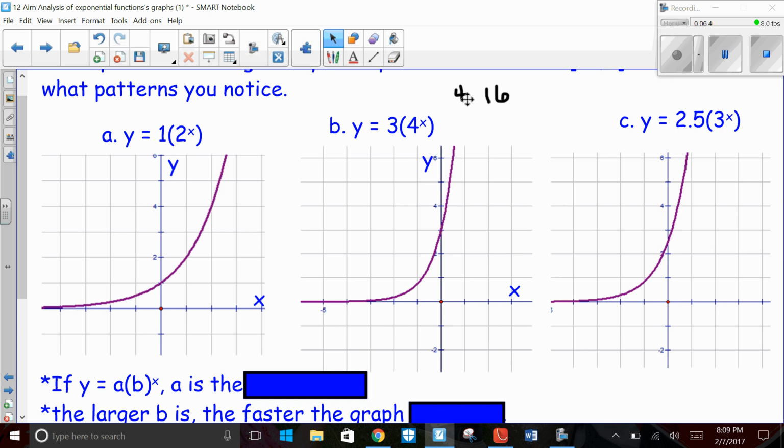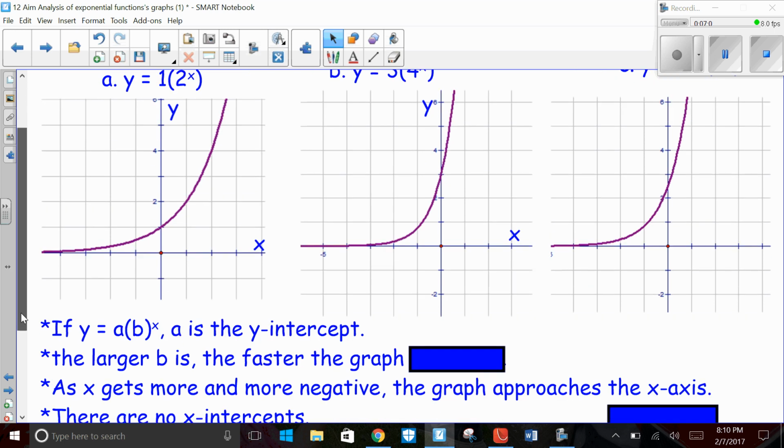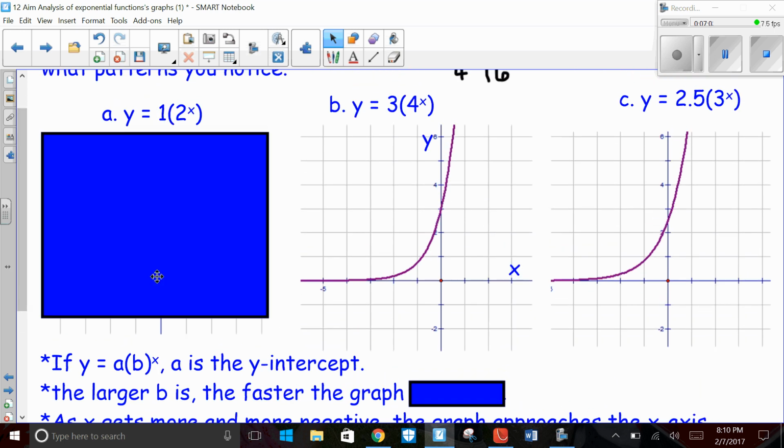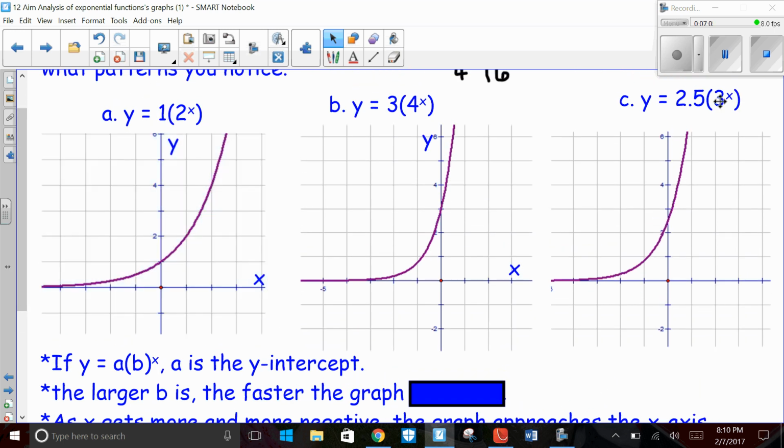So the general formula for this is y equals a times b to the x. And a, if you notice in each of these cases, 1, 3, 2.5, a represents the y-intercept. But you can find that by setting x equal to 0. The larger b is, so here's 2, here's 3, here's 4, the faster the graph is increasing.